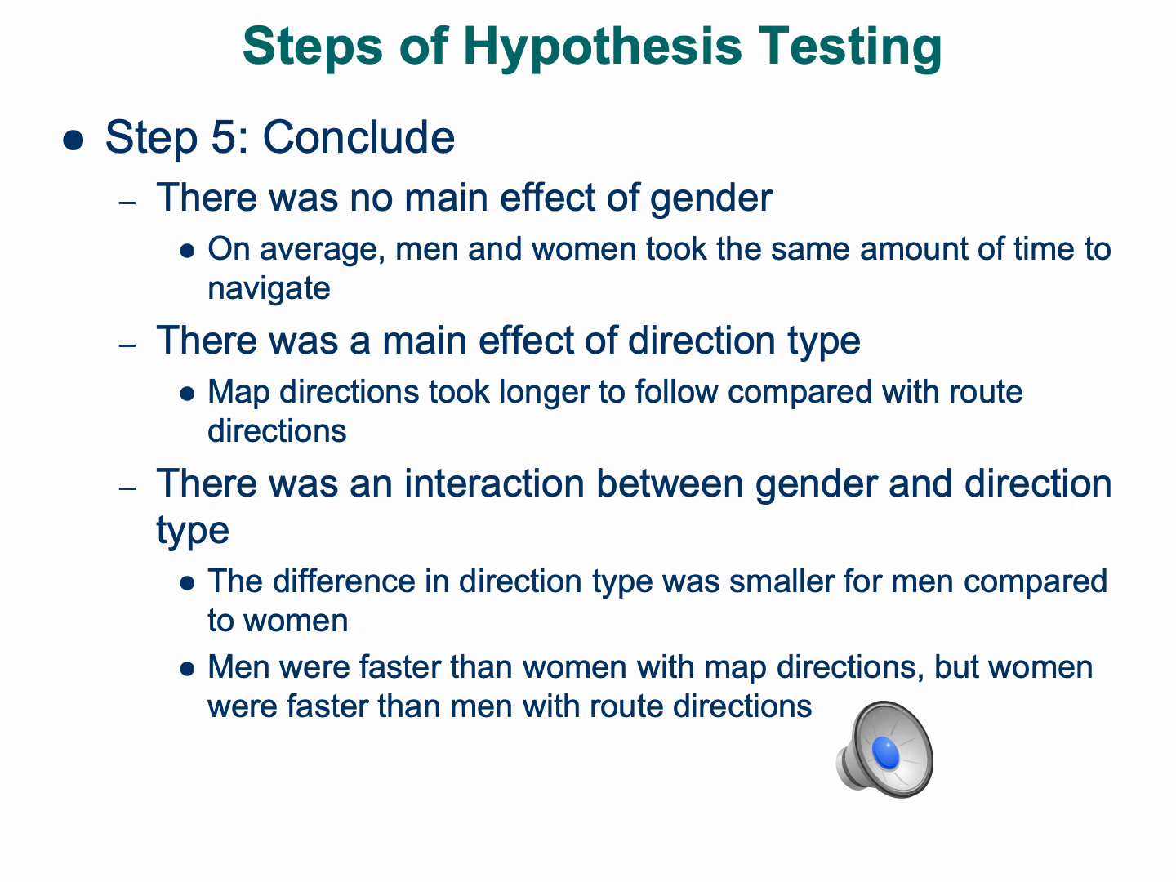Men were faster than women with map directions, but women were faster than men with route directions. And so that's an expression of the interaction. So men do better with maps, women do better with routes. That's what this study shows when there's an interaction. Now, of course, this was all made up. I'm not so sure these results would prevail with real subjects.